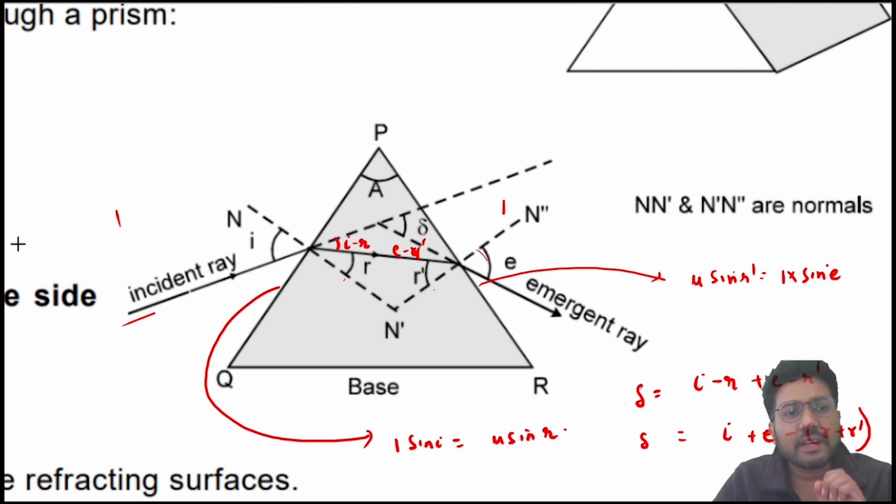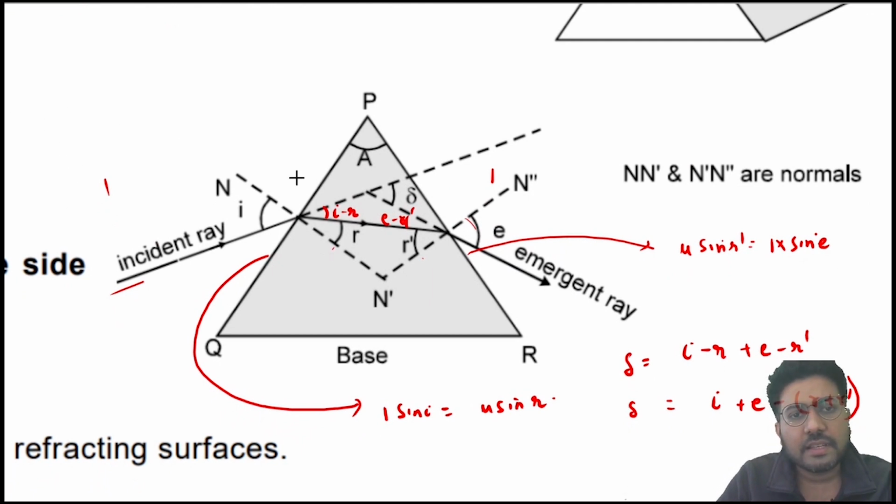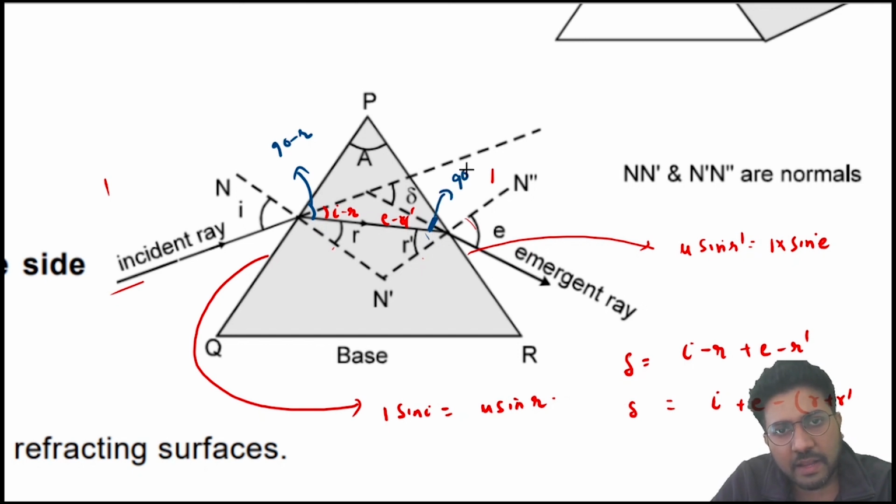Now let us look at R and R dash. See, there is a very interesting relation here. Listen carefully. If this angle is R and this is a normal, then this whole angle will be how much? So this whole angle here will be 90 minus R. Similarly, this is a normal and this angle is R dash, then this whole angle will be how much? Because this total angle is 90 degrees, right? If this is R dash, then this angle is 90 minus R dash.